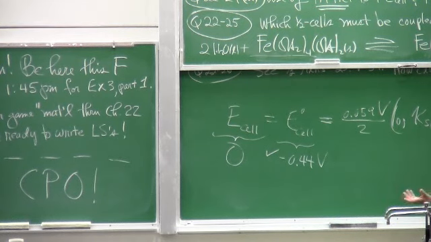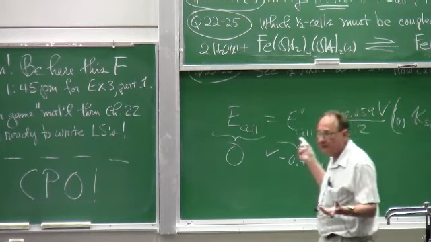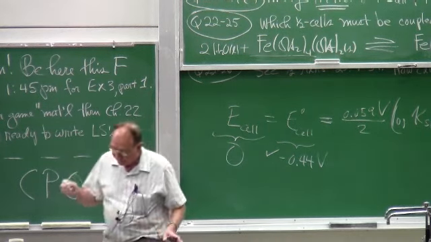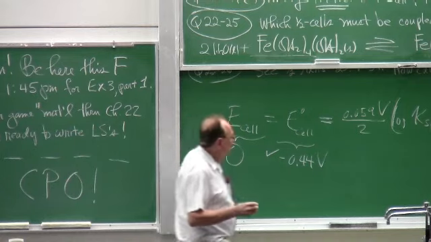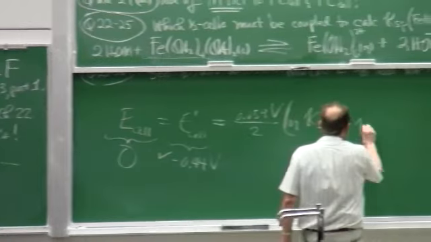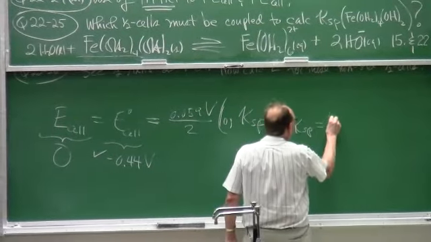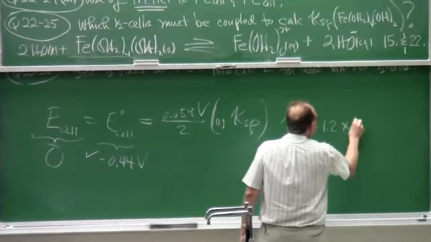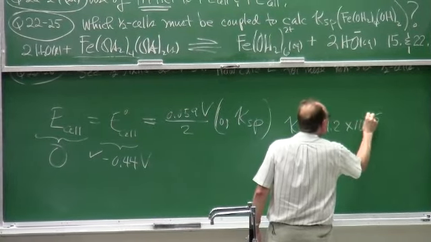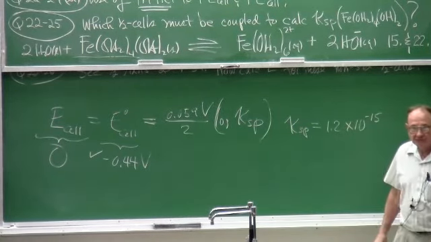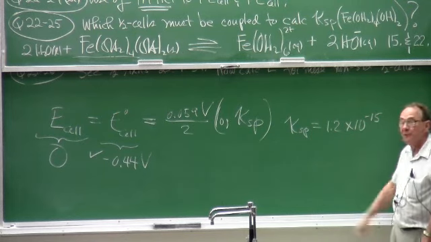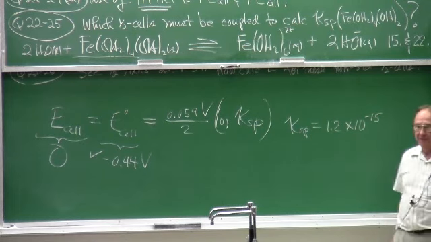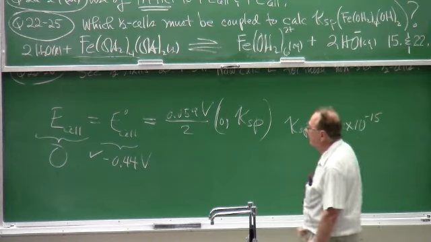So now you got one equation and one unknown. Calculate. If you do the arithmetic, you should get 1.2 times 10 to the minus 15. Of course, that's presuming I did the arithmetic right. All right?